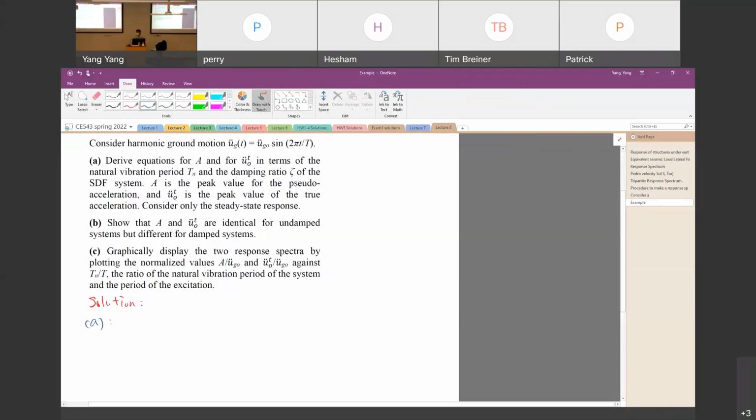That's a lot of information here, but let's work together. For part A, firstly, anytime when we do dynamic analysis, we would like to have the equation of motion. So how will the equation of motion be like in this case?